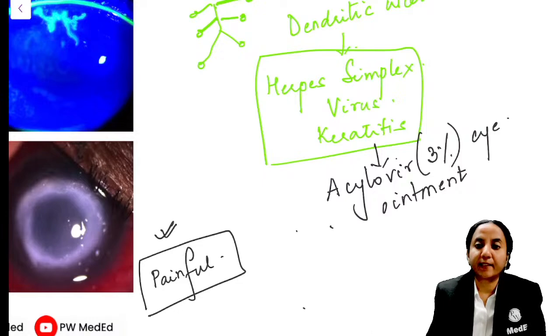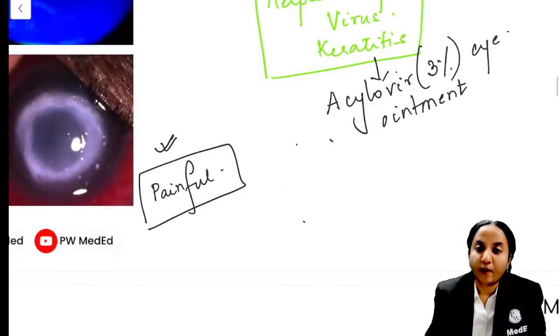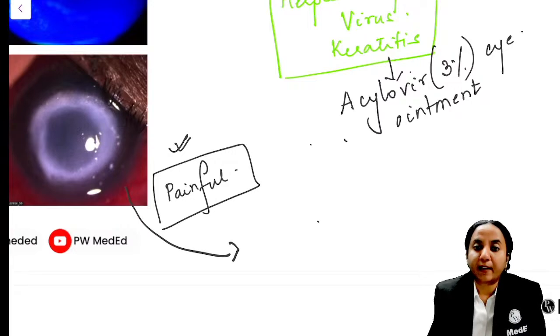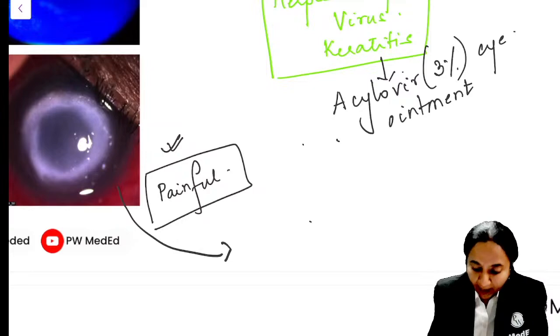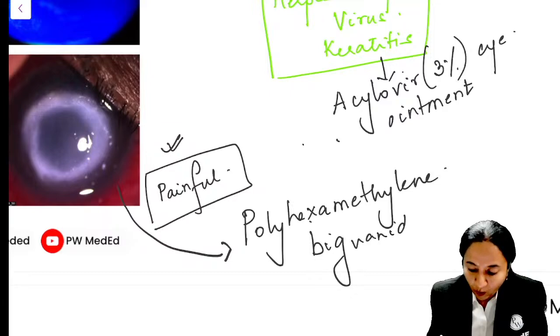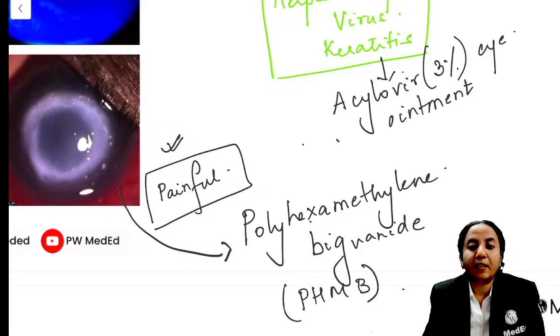HSV dendritic ulcer. So see, natamycin is coming as eye drops. This acyclovir comes as eye ointment. And what is the drug of choice for acanthamoeba keratitis? If you don't know, please memorize. It is called PHMB, polyhexamethylene biguanide. PHMB is the drug of choice for acanthamoeba keratitis. It also comes as eye drops.